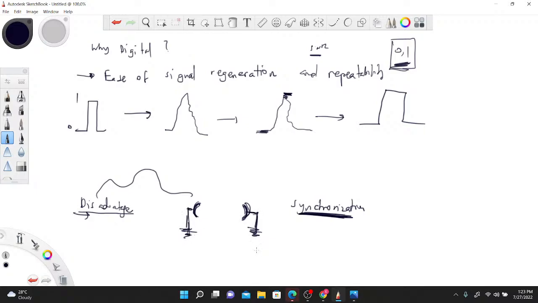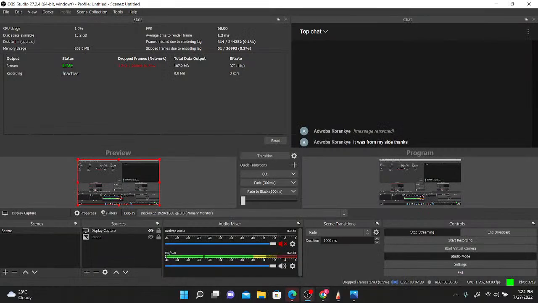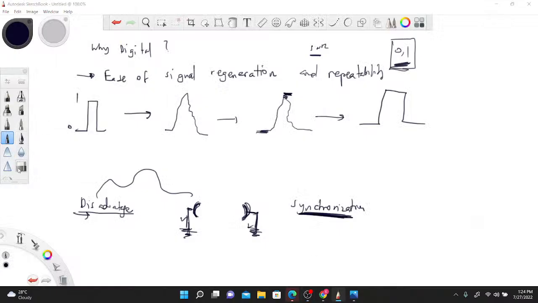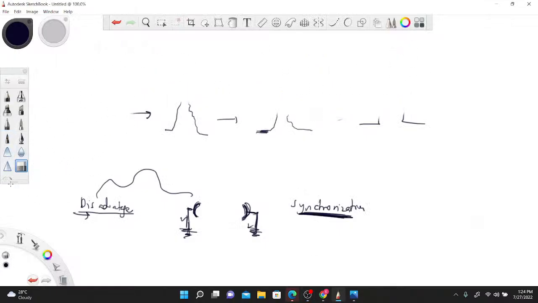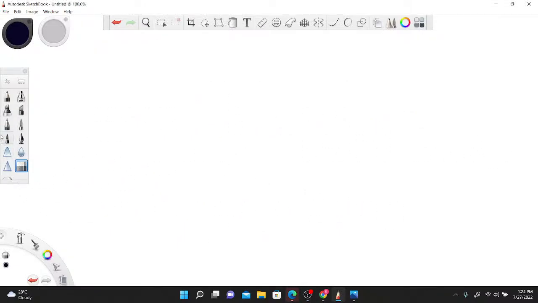So that's one disadvantage, that there's allocation of a significant amount of resources to synchronization, which is not so in analog communication systems. In analog communication systems, the transmitter and the receiver must not be identical in all respects. But for digital communication systems, you must have that resemblance. So that's one disadvantage of digital.